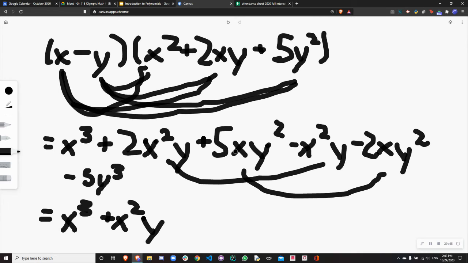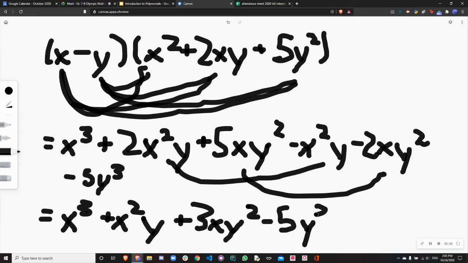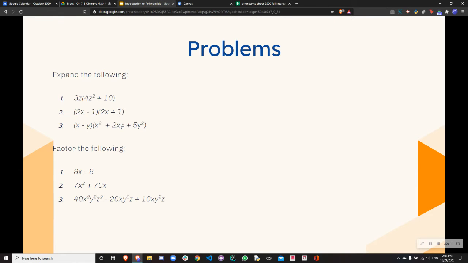Then we have 5xy squared minus 2xy squared. That should give you 3xy squared. Right? And then, yeah, so we covered the middle four terms, and then we can just write out minus 5y cubed at the very end. All right, and this is our answer for question 3. Sorry, that took a little bit of time, but hopefully that's clear.